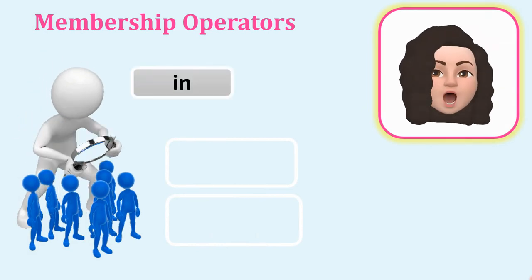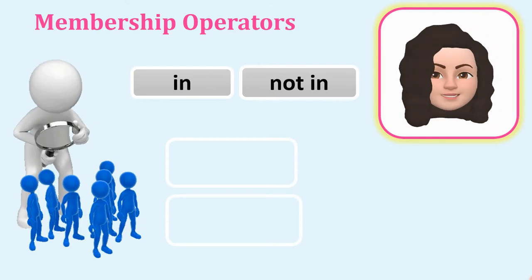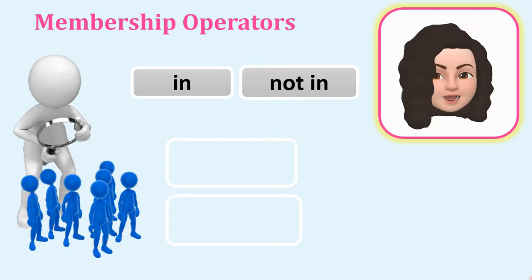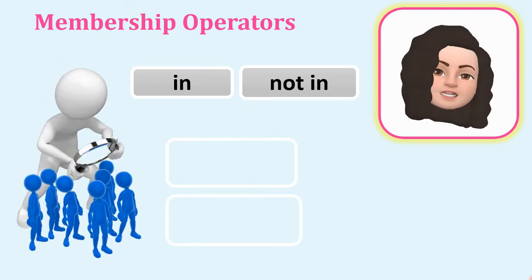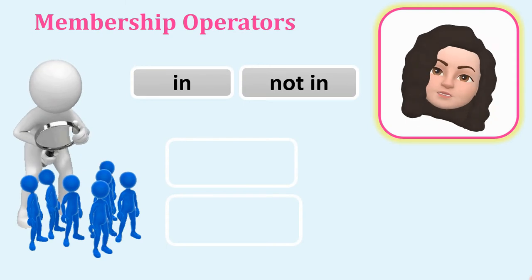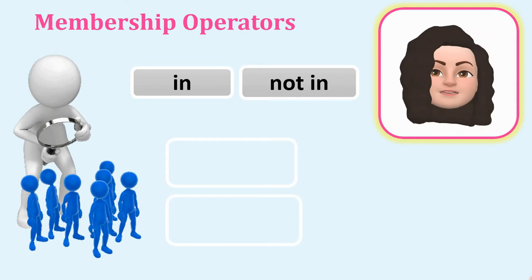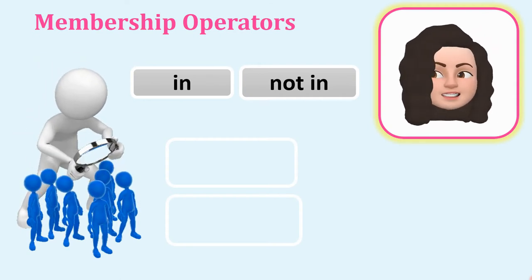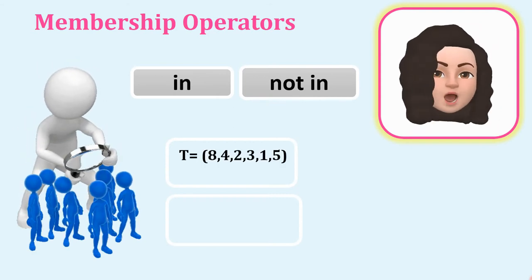In and not in are the membership operators in tuple. These are the membership operators in list as well as string also. The in operator returns true when an element is present in the tuple. Otherwise, it returns false. Not in operator returns true when the element is not present in the tuple. Otherwise, it returns false. Now, T is a tuple which consists of 8, 4, 2, 3, 1, 5.